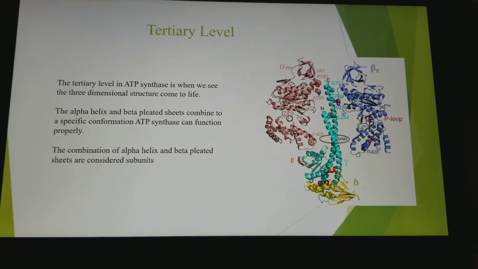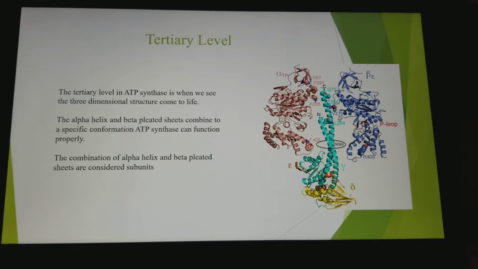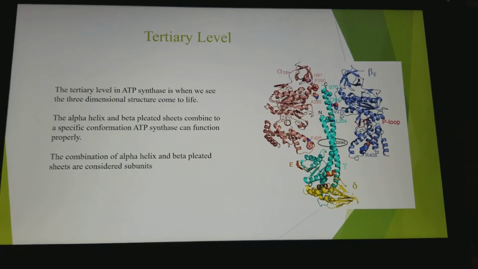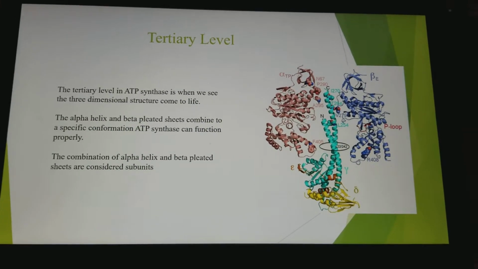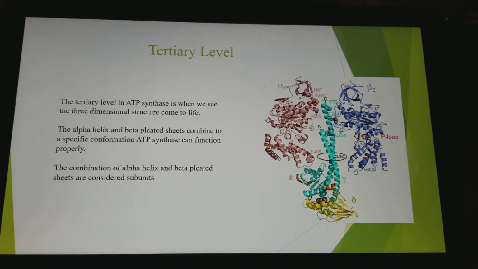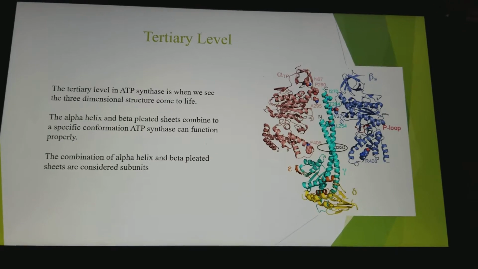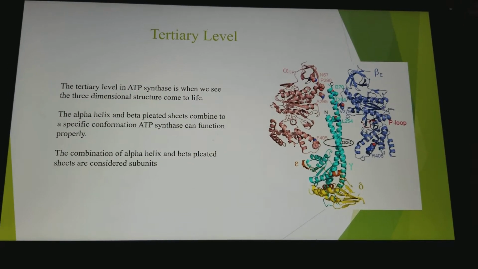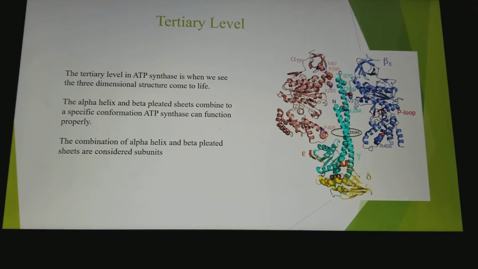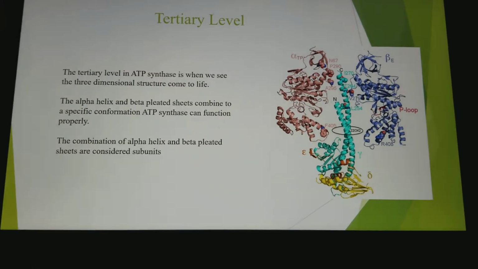The tertiary level in ATP synthase is when we see the three-dimensional structure come to life. The alpha helix and beta pleated sheets combine to a specific conformation so that ATP synthase can function properly. The combination of the alpha helix and the beta pleated sheets are considered subunits.